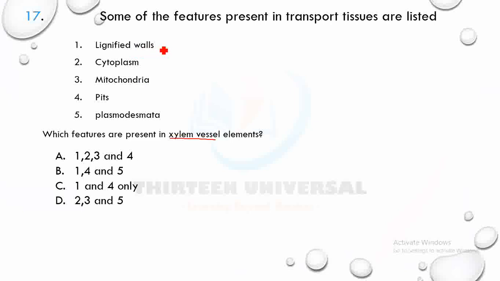Yeah, xylem has a lignified wall. The lignin makes it waterproof so that water doesn't leak out, and it gives it mechanical strength. Xylem does not have cytoplasm, to reduce resistance to flow. Xylem doesn't have any organelles. Yeah, it has pits, and doesn't have plasmodesmata. So you have only 1 and 4, guys.